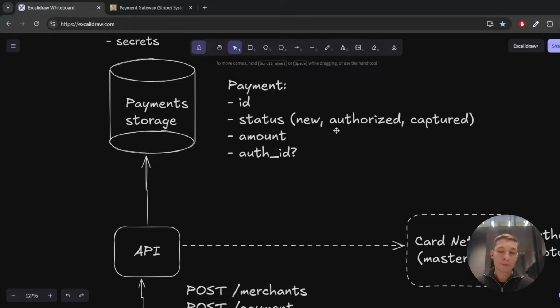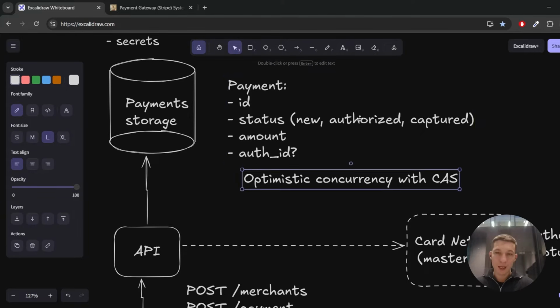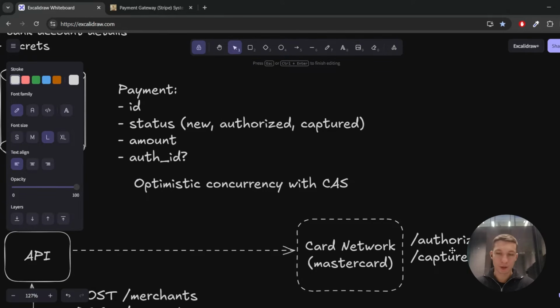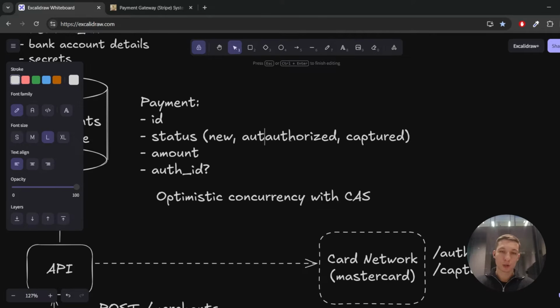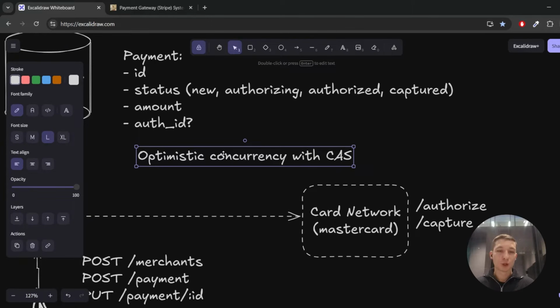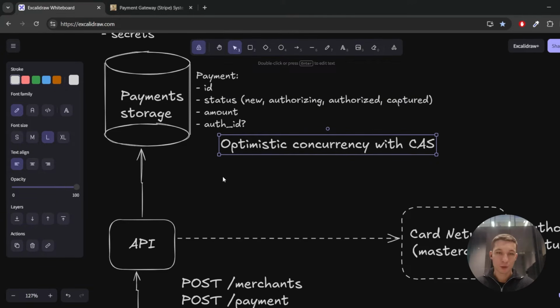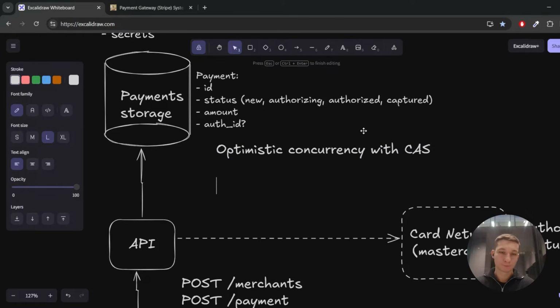Therefore, what we can do, we can use actually the well-known pattern called optimistic concurrency with compare and swap mechanism. And for that, in order to prevent double authorization and requests to the card network, we are going to introduce another status called authorizing. Now, how will it work with optimistic concurrency? Upon receiving a request payment/:ID, we are going to update our status in the database in the following way.